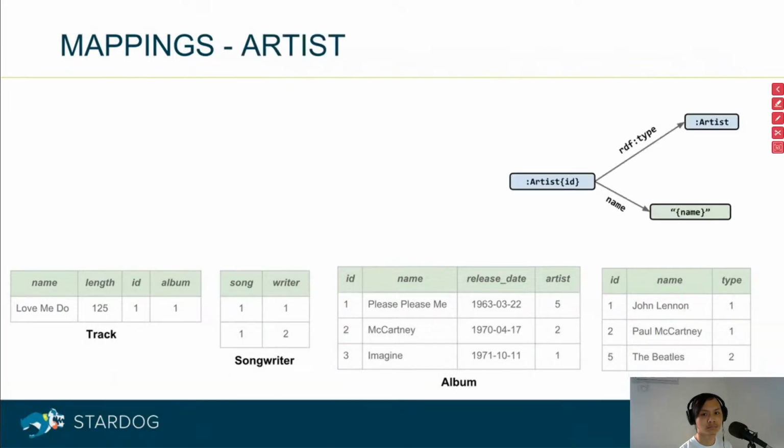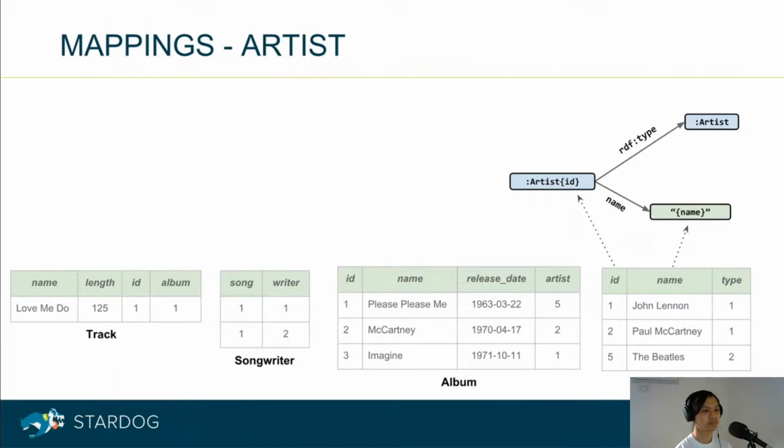So when we map a table to RDF, typically there's an RDFS class corresponding to the table that we are mapping. In the artist table, we actually have two different types. So we have both solo artists, John Lennon, Paul McCartney, also bands like the Beatles. And the type column is differentiating these different types.